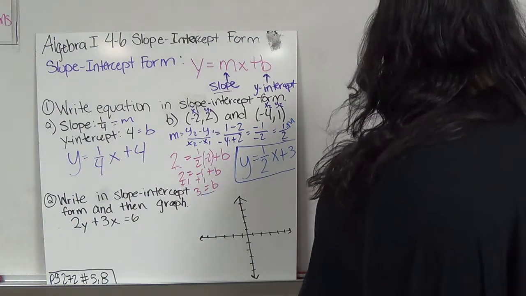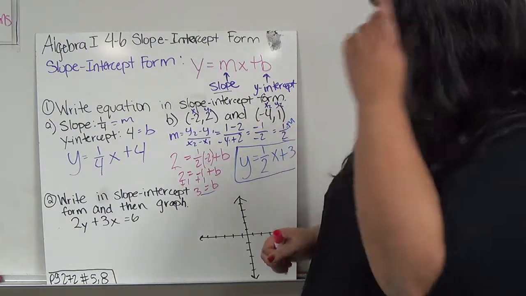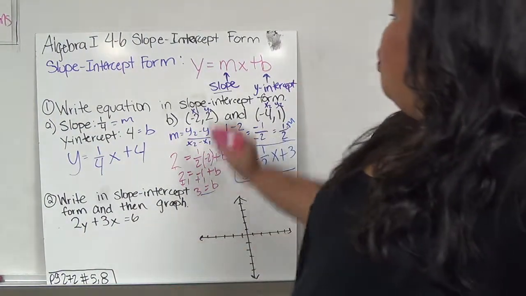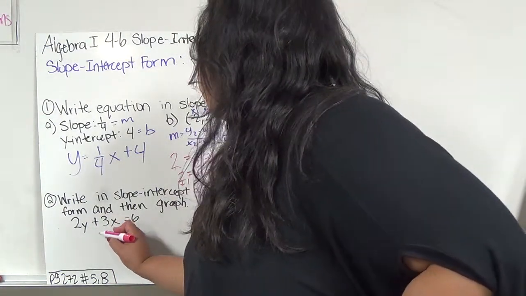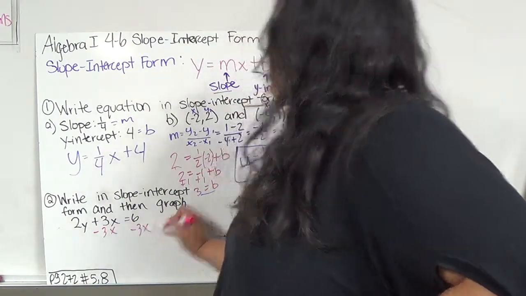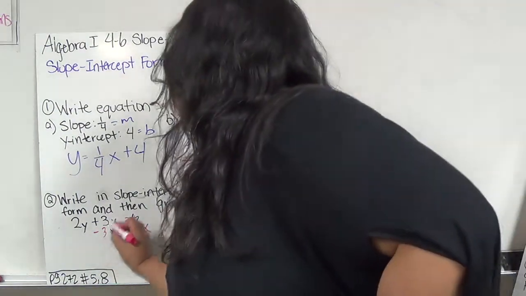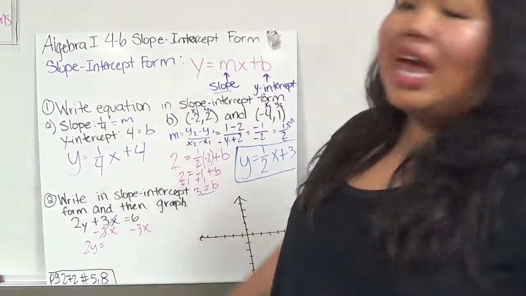So, in order for me to put this in slope-intercept form, I have to solve for y. See how y is by itself? So I'm going to start by subtracting 3x. And again, I want it in y equals mx plus b form. So when I cancel this out and I bring down the 2y, I want to put the 3x in front.